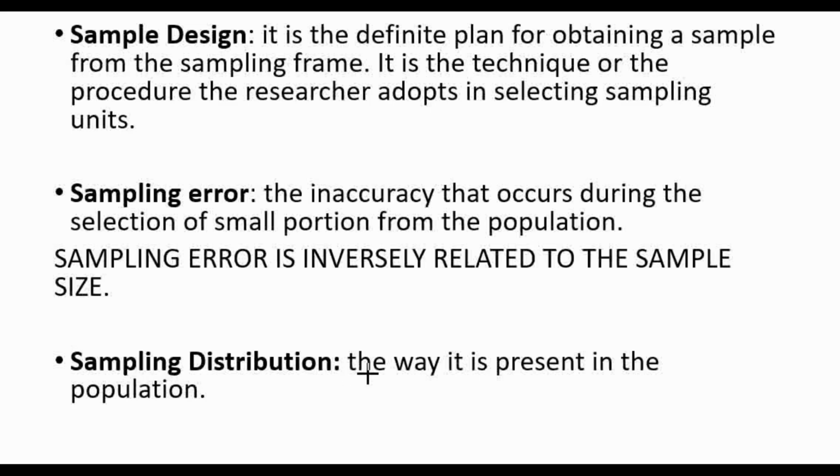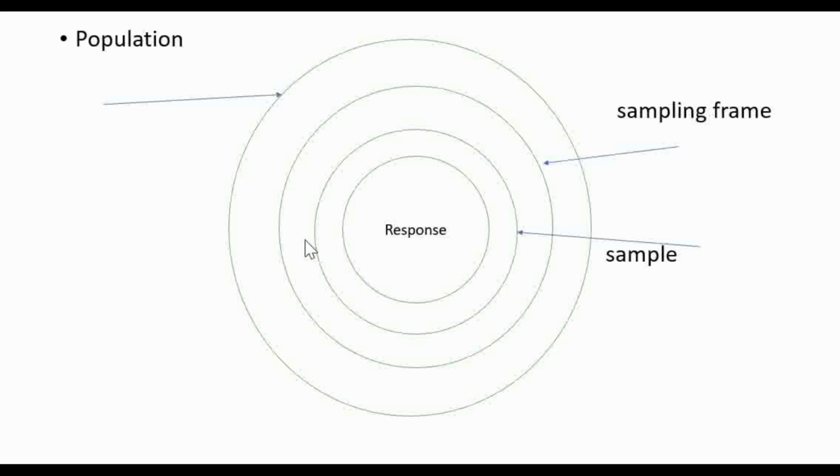So sampling distribution is the way it is present in the population. If you see this picture, the population has the sampling frame, and how we select the samples from this sampling frame is the sample design, and then sampling error is the inaccuracy that occurs while we are selecting the samples from this particular population. So that is called a sampling error.